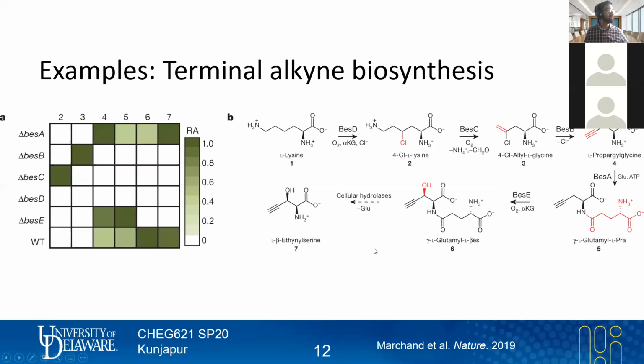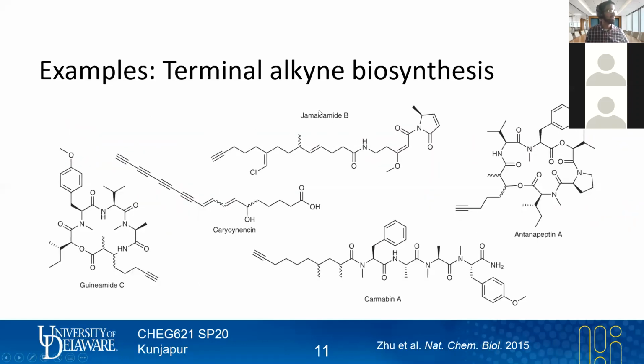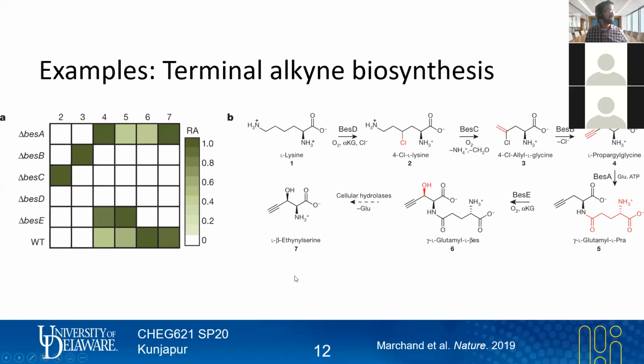And so the example that I just showed before, particularly this Jamaikamide B compound, is from the Zhang lab at Berkeley. They focused on its biosynthesis. Another example, this is from Michelle Chang's lab, was trying to elucidate the pathway to this amino acid that contains a terminal alkyne.